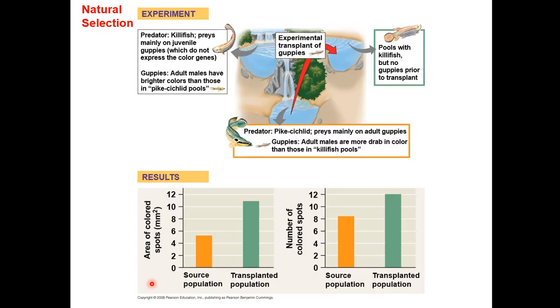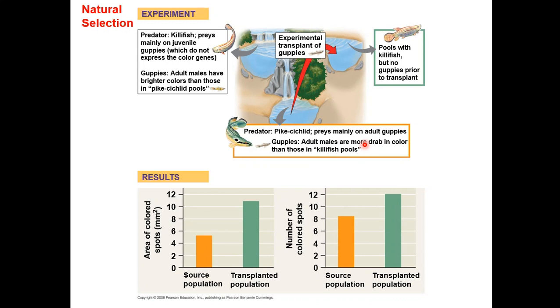Okay, so here is the experiment. So predator is the killifish. Okay, so it preys mainly on juvenile guppies which do not express the color genes. Okay, so there are two environments. So ito yung one environment, the other environment. Okay? So guppies, adult males, have brighter colors than those in pike cichlid pools. Okay? So ito, yung sa predator, pike cichlid preys mainly on adult guppies. Ito yung pike cichlid. Ito kasi yung guppies. Adult males are more drab in color than those in killifish pools. Okay?